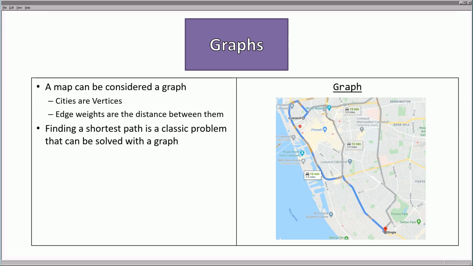One of the easiest versions of a graph to understand is a map. Think of it this way. The abstract objects in a map are cities. They can be considered vertices. The edges can correspond to the distance between those cities. That is the relationship from one city to another. And in addition to that, finding shortest paths or finding a path at all is a classic problem that can be solved using a graph data structure.